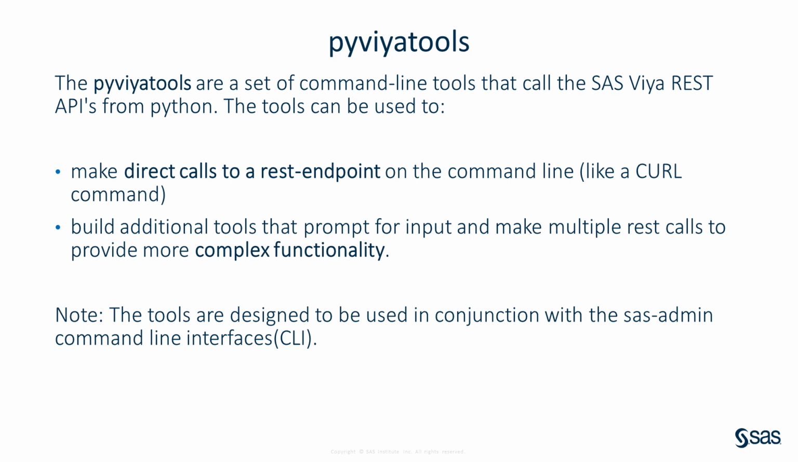The pyviyatools are one example of an application accessing the Viya REST APIs. The tools are a set of command line tools that call the SAS Viya REST APIs from Python. The tools can be used to make direct calls to a REST endpoint on the command line, something like a curl command, and also they provide a framework where you can build additional tools that prompt for input and make multiple REST calls to provide more complex functionality. The tools are designed to be used in conjunction with the sas-admin command line interface.